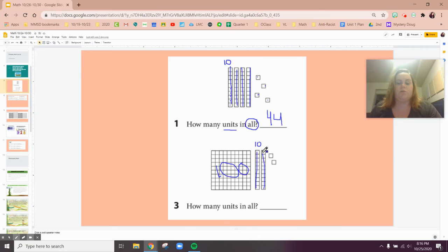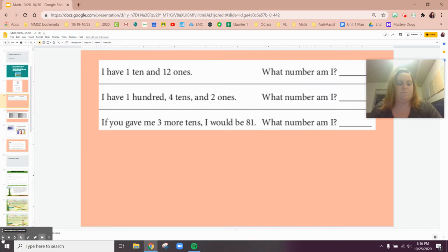110, 120, 121, 122. So I have 122. If I was to write an equation for this, it would look like this. 100, that's the box, plus 10, plus 10. Those are my two tens I see right here. I could also write plus 20, plus, how many cubes do I have right here? I have 2. And that equals 122. All right, we're going to go to our next slide.